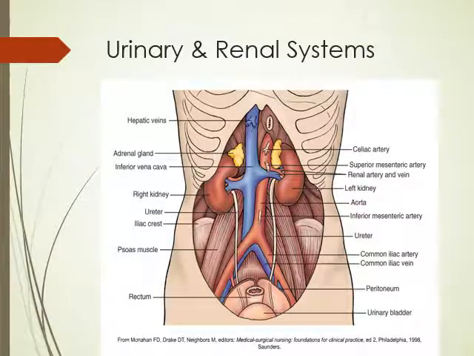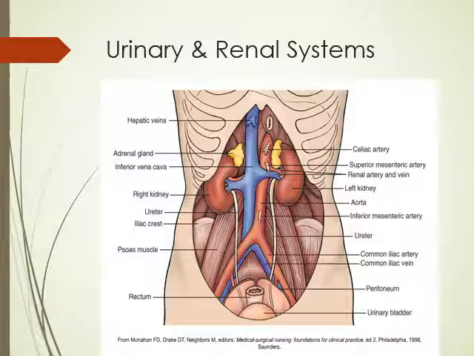So first we're going to look at the anatomy of the urinary and renal systems. And when you look at this picture, please note the right kidney is just a little bit lower than the left kidney. Why is that? Think about the anatomy. What's right above the kidney? Think about the picture in your head of the 4 quadrants of the abdomen. And right above the right kidney is the liver. So the liver displaces the right kidney a little more inferiorly.